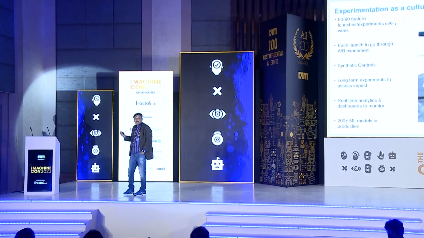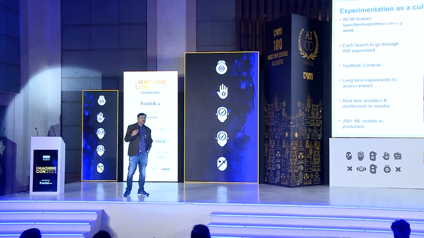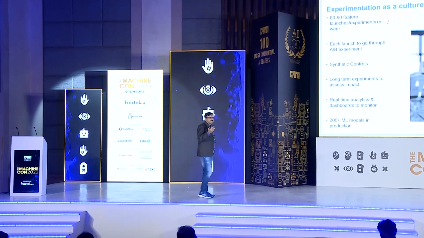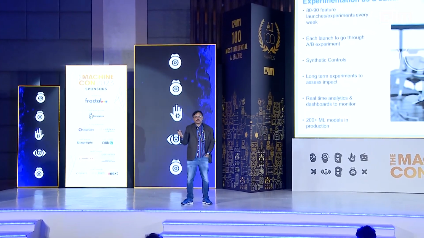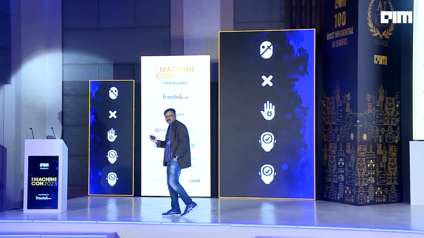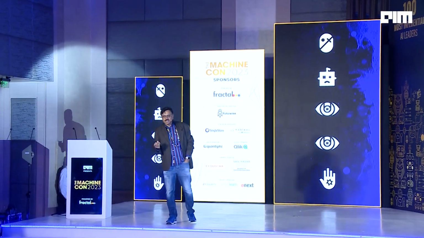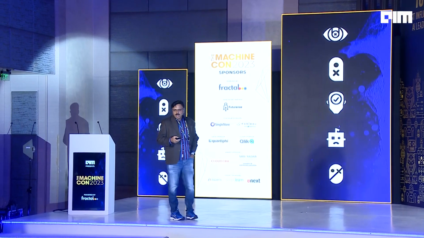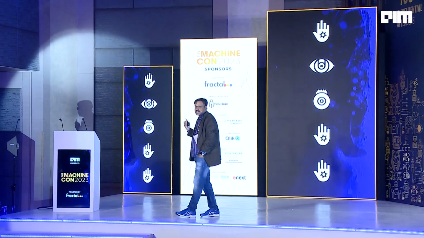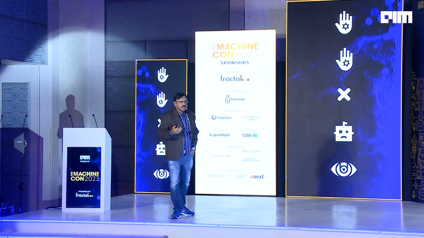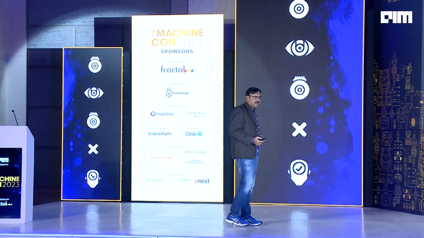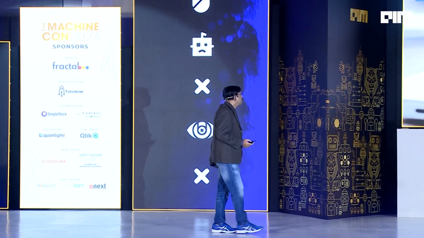In some cases you can't run an A/B. For example, you can't run an A/B on what prices sellers put on their product, because you can't price discriminate. In those situations, how do you build synthetic controls? So we work on understanding how to build synthetic controls where you can't run an A/B, long-term experiments to assess impact, real-time analytics, dashboards, and so on. And we have around 200 plus ML models running in production on our platform at any point of time.